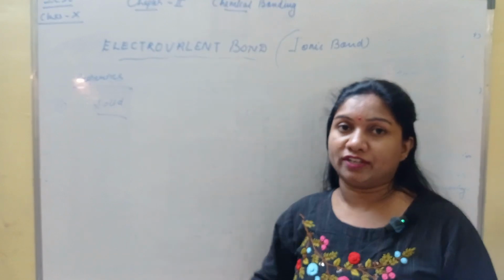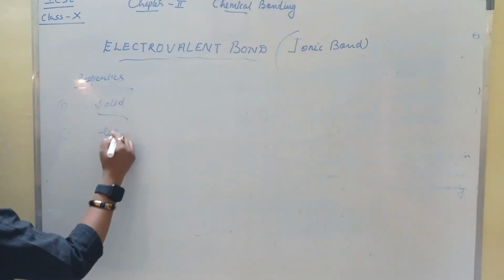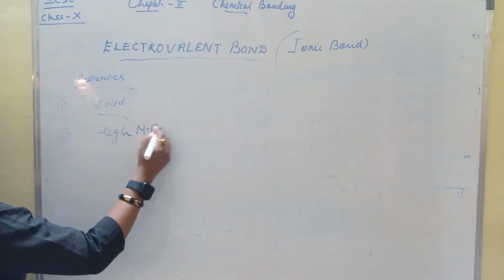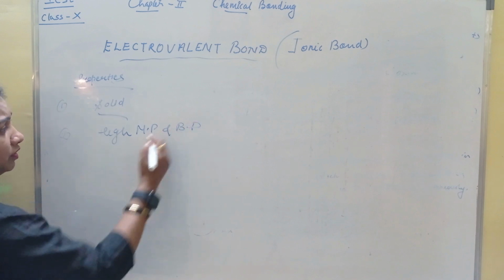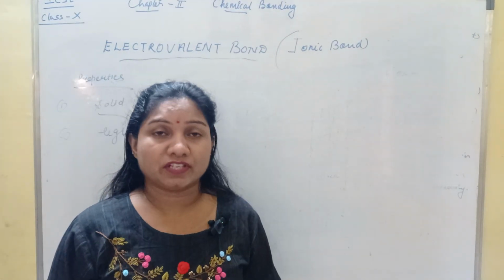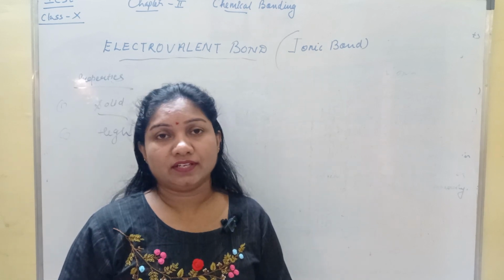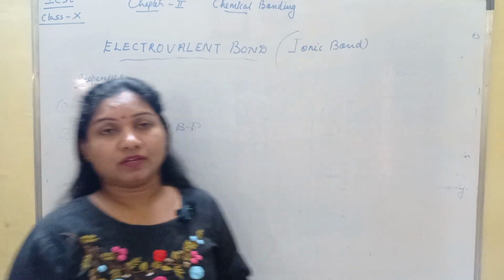So if they are solid, definitely they will have high melting and boiling points. What will be their melting and boiling point? High melting point and boiling point. Why? Because they are closely packed, so you have to supply lots and lots of energy to break that attraction. So definitely they will have high melting and boiling points.